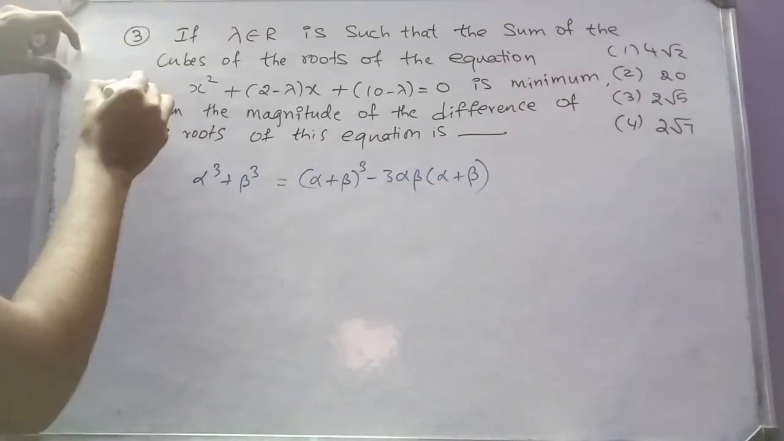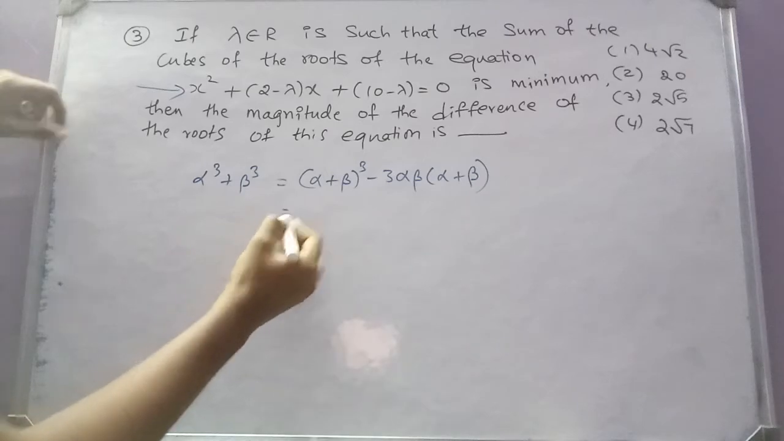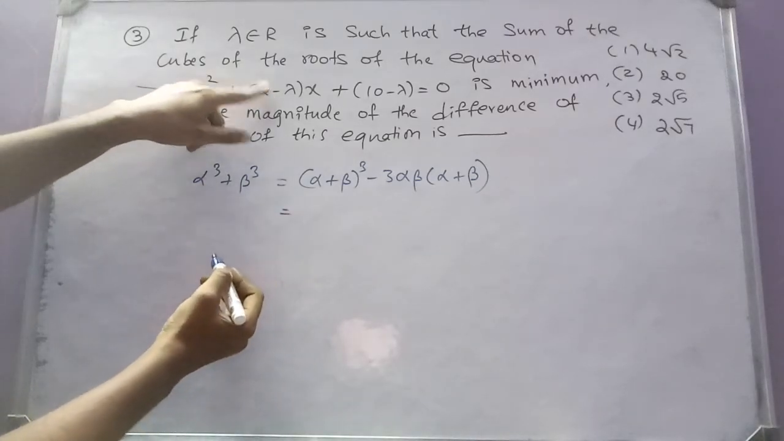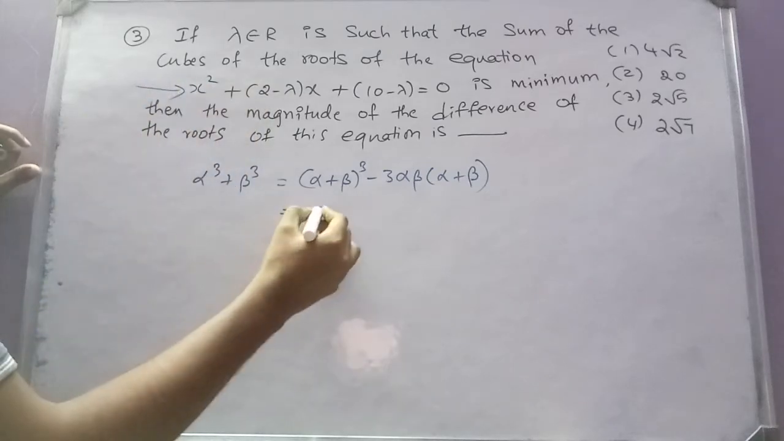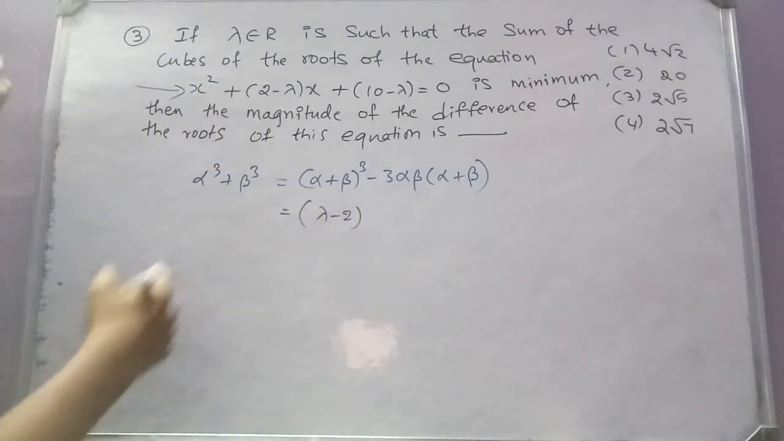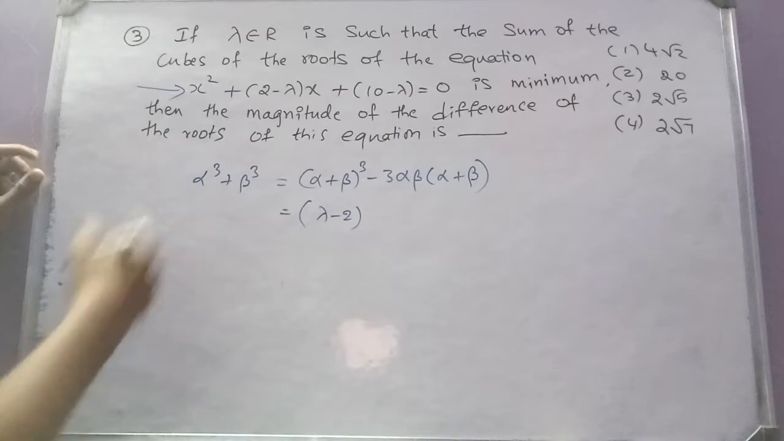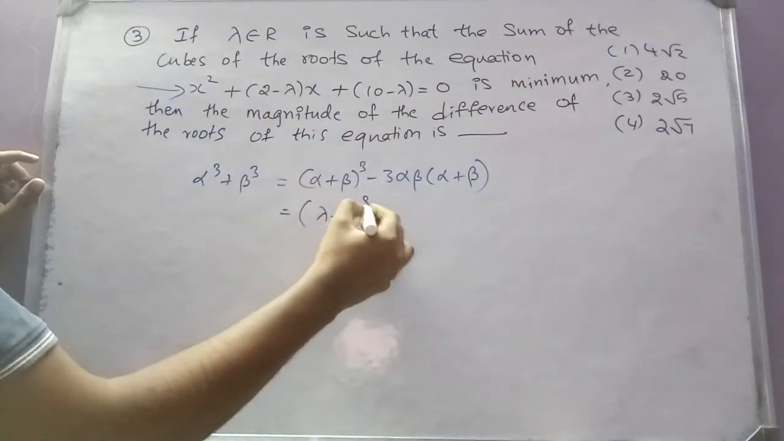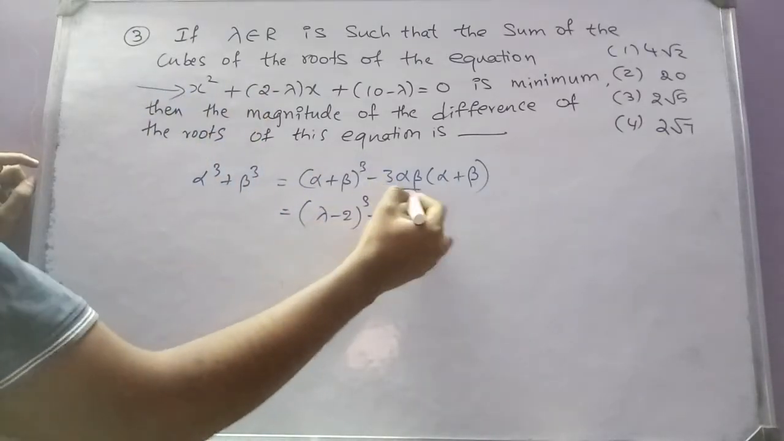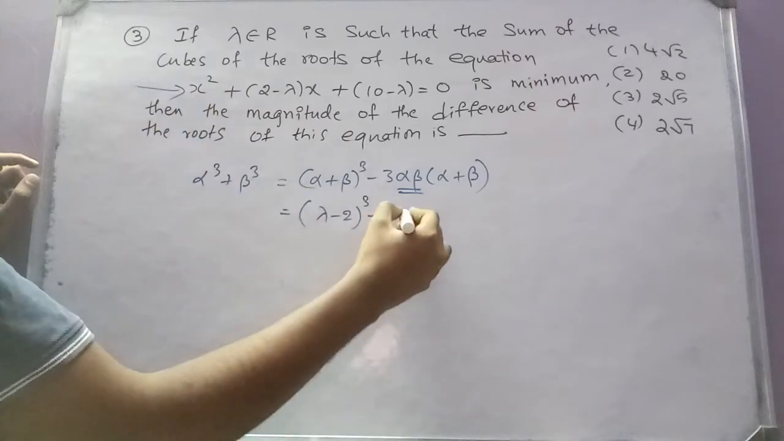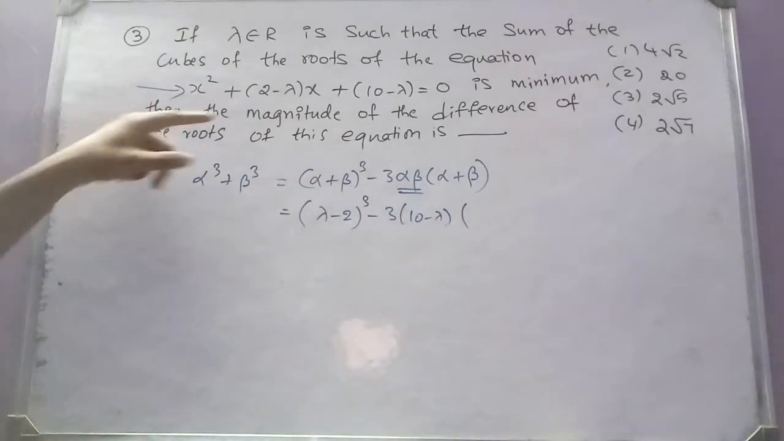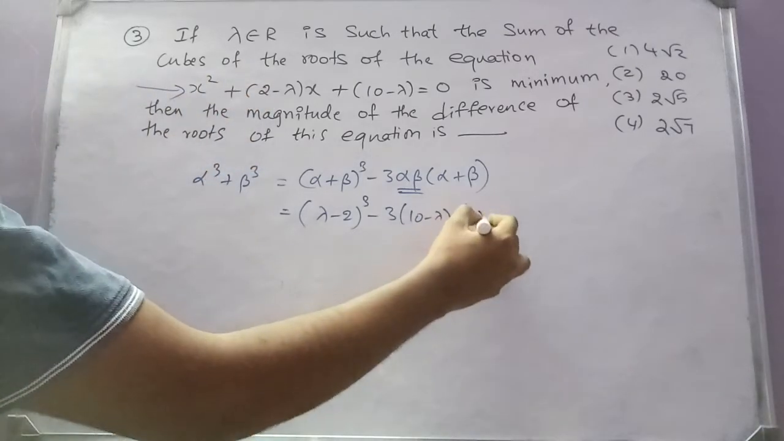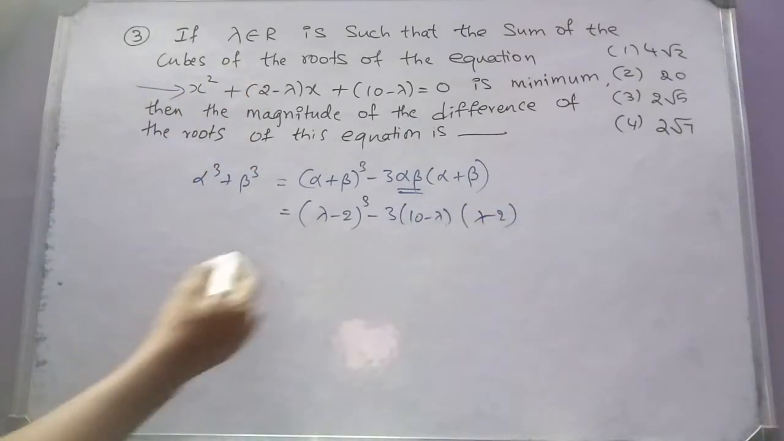From the quadratic equation, alpha plus beta is minus b by a. So minus of 2 minus lambda by 1, that means you'll get lambda minus 2. So alpha plus beta is lambda minus 2 using minus b by a. So cube as it is. Minus 3 into alpha beta, which is c by a, so that means 10 minus lambda, into again the sum of the roots, alpha plus beta, which is minus b by a, which means lambda minus 2.